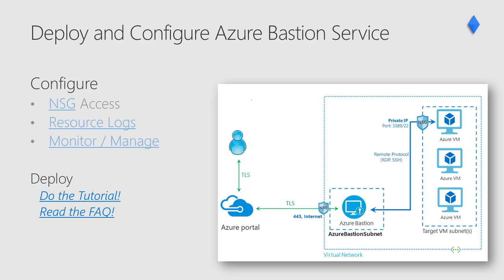Do I need a public IP on my virtual machine to connect via Azure Bastion? No. When you connect to a VM using Azure Bastion, you don't need a public IP on the Azure virtual machine that you're connecting to. The Bastion service will open the RDP SSH session connection to your virtual machine over the private IP of your virtual machine within your virtual network.